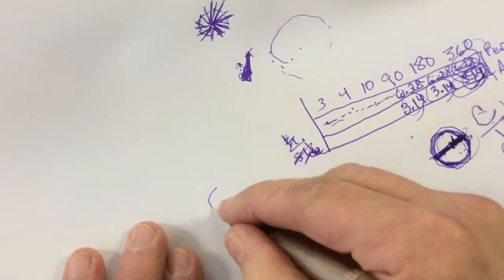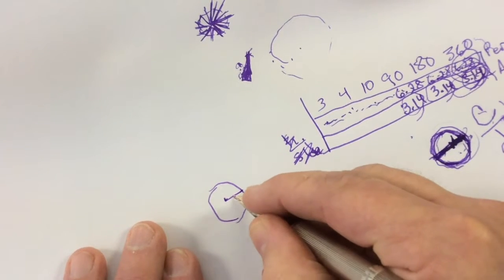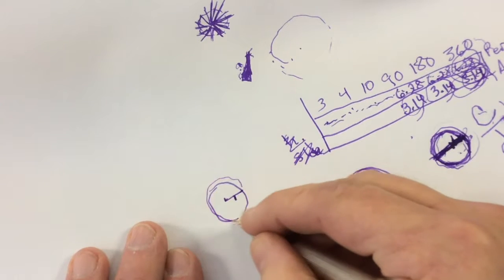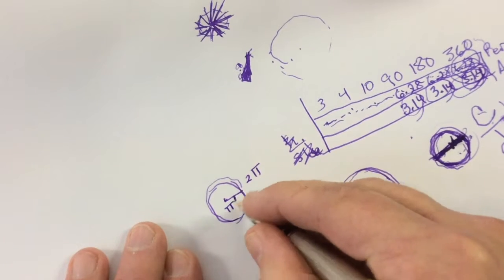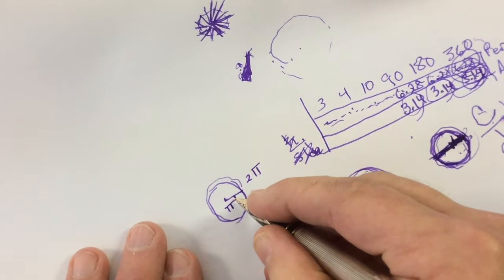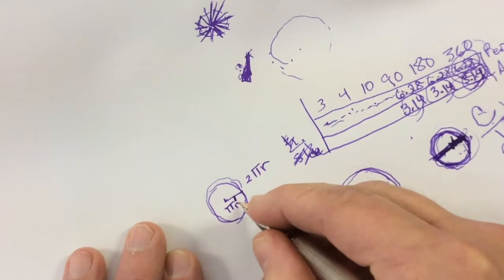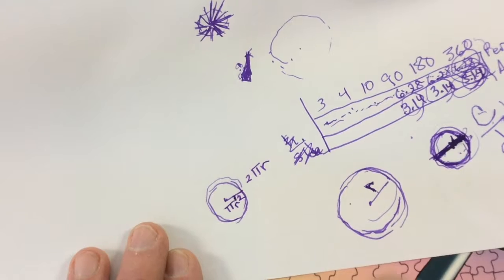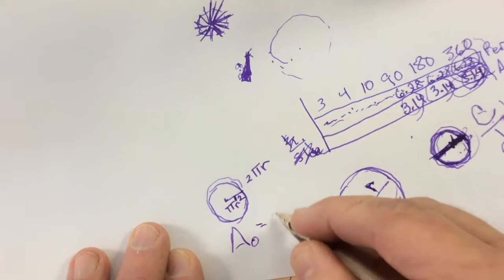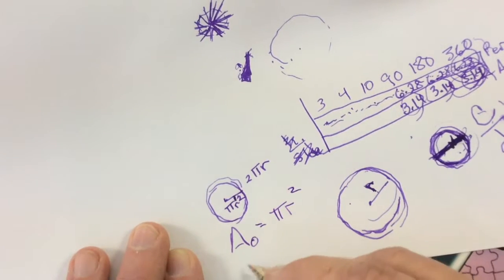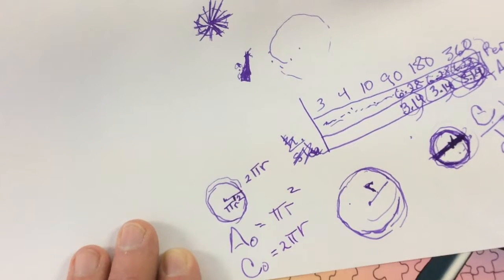So for our circle, we had a radius of 1. The circumference was 2 pi. The area was pi. If we increase the radius by a factor of r, this will be 2 pi r. This will be pi r squared. The area of a circle is equal to pi r squared, and the circumference of a circle is equal to 2 pi r.